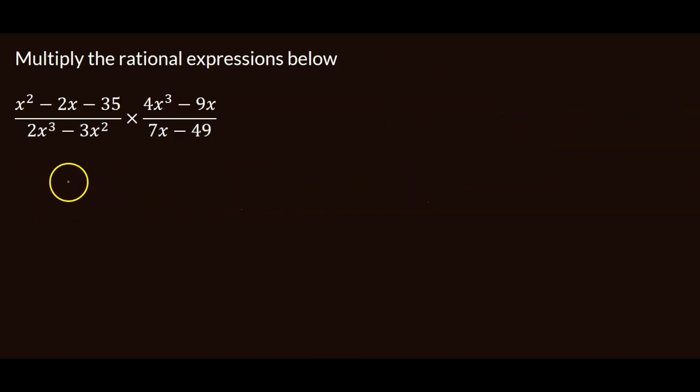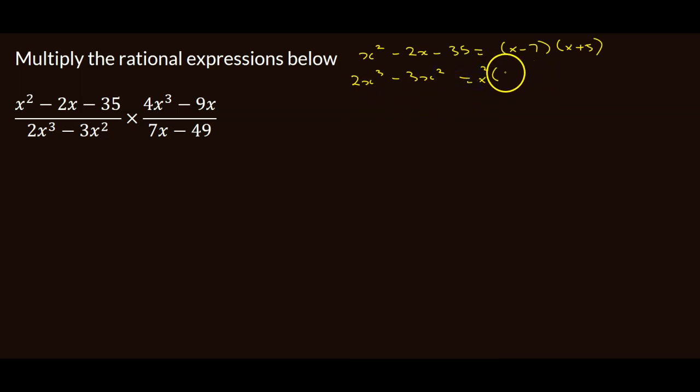Now, the final example we have here, we're going to do exactly the same thing. So let's go ahead and factor each of these terms. X squared minus 2x minus 35. This is going to give us x minus 7 and then x plus 5. And then we have 2x cubed minus 3x squared. This is going to give us x squared, and then we have 2x minus 3.